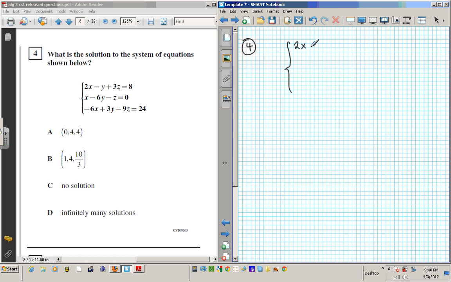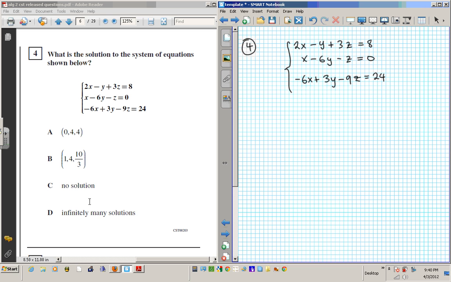So 2x minus y plus 3z equals 8. x minus 6y minus z equals 0. And negative 6x plus 3y minus 9z equals 24. Alright, so to do this, let's see. It has to be one of these answers, okay? A and B are plug and chugs, okay? Plug in and see if it works. These two, not so much. So I'm going to start with D.